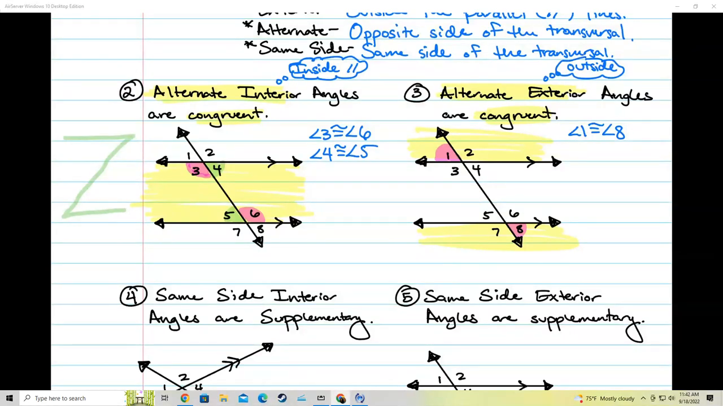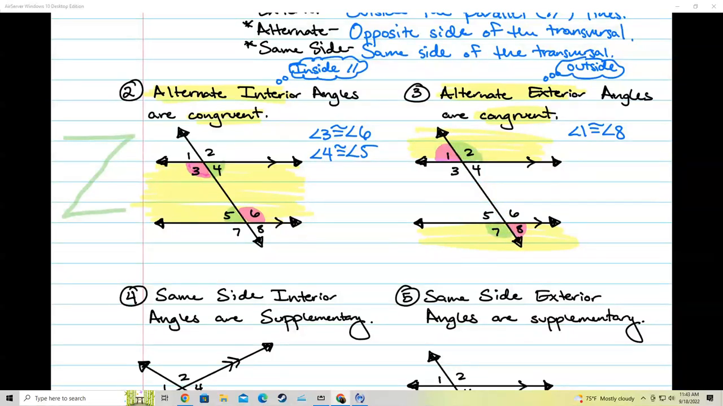Let's say I were to look at angle 2, and I want to find its alternate exterior angle. Here's angle 2. That's an exterior angle because it's on the outside, but I want the alternate angle, which means I need to flip over that transversal. So here we go. I'm going to hop over the line. Not only do I want to go on the opposite side, but way on the opposite side, which means it's going to match up with angle 7.